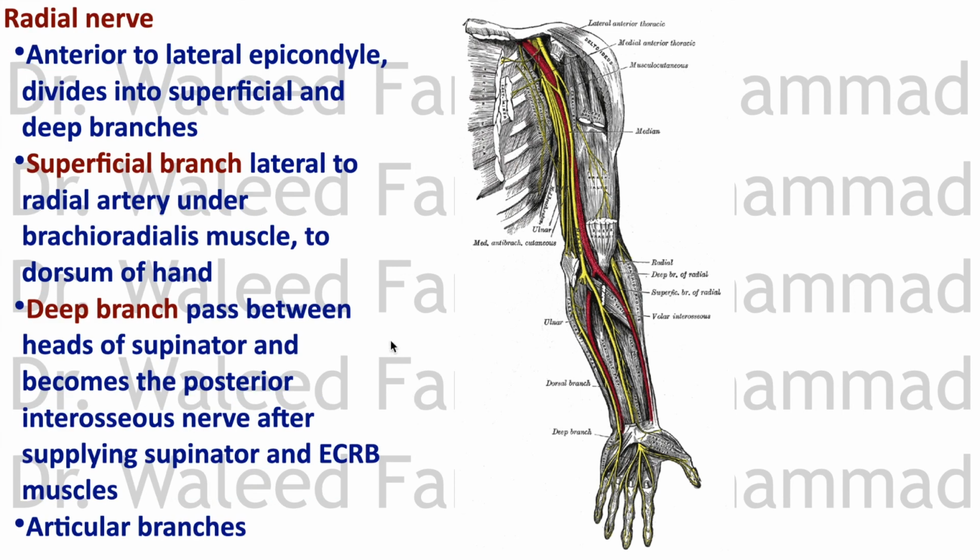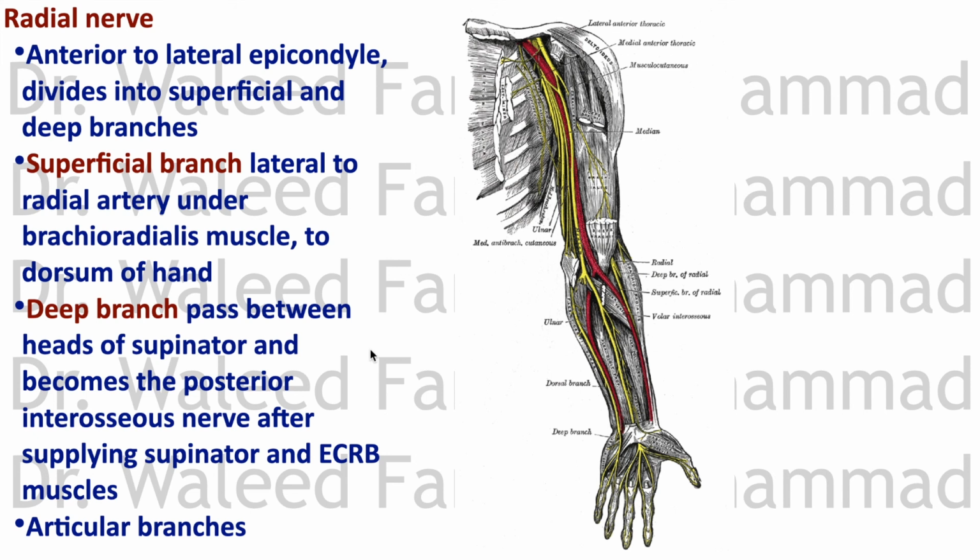The radial nerve, anterior to the lateral epicondyle, as we mentioned before, we are following its course since its origin from the posterior cord of the brachial plexus in the groove on the back of the humerus, and then anterior to the lateral epicondyle, where it divides into a superficial and deep branch. Now, the superficial branch will go under the brachioradialis muscle and will end up crossing to the dorsum of the hand over the anatomical snuff box.